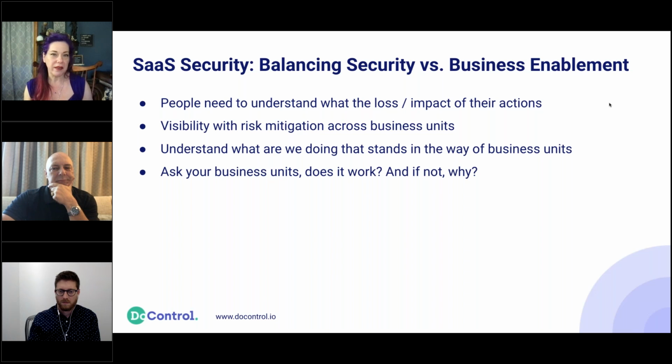Adoption is one of the biggest things. If you can remove that friction and get people to want to use the tools because they enable their business to do it faster and better, then they're going to work more securely across the board. And when they understand the risk, they make more thoughtful decisions about how they try to get things done.